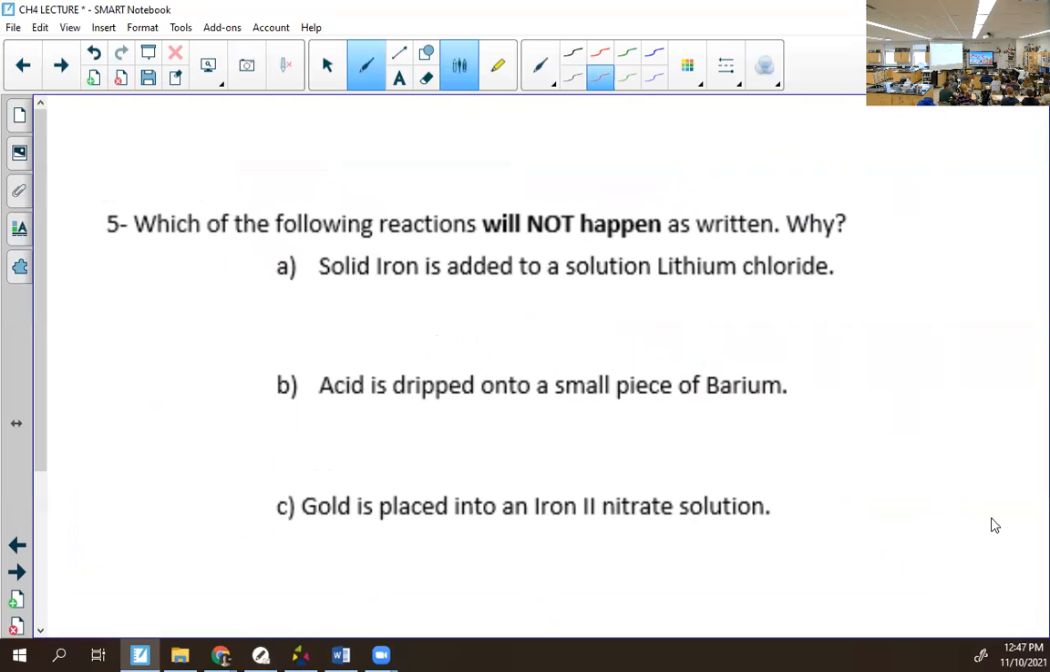I will change these so they won't be the exact questions. But number 5 will be just like this. It will say, which of the following reactions will not happen as written and why? All right. So all of these, they have solid iron. That's an element, right? Acid is dripped on a piece of barium. That's an element. Gold is placed in whatever. That's an element. All 3 of them have a lone element. So all 3 of these are testing what concept? Redox. You guys are amazing today.